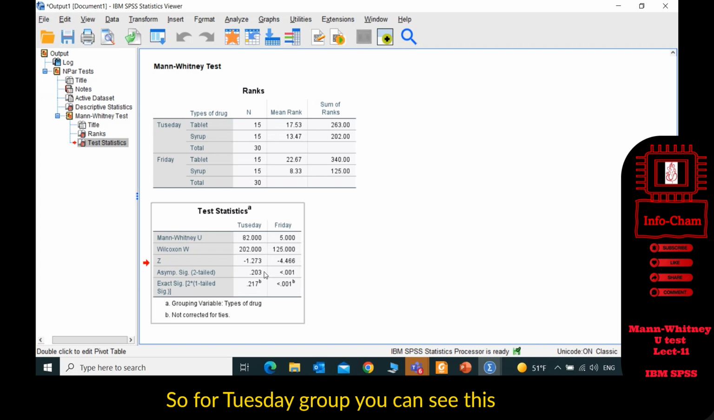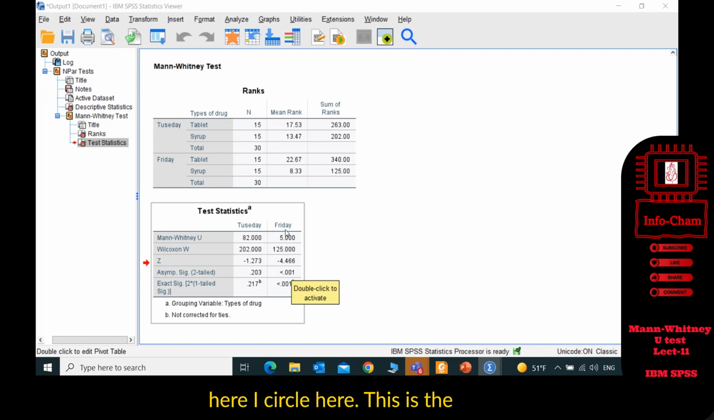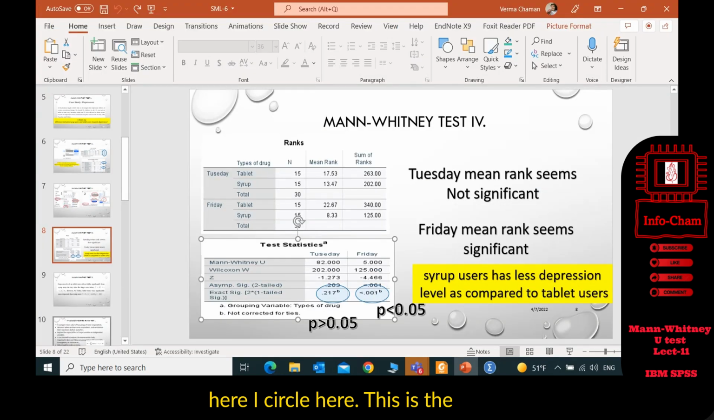So for Tuesday group, you can see this value is greater than 0.05, right? It means to say there is no impact. It means to say an insignificant type of value. Now it is showing significant. So Friday there is impact. So we can say there is a difference between two groups actually, right? See here, I circled here. This value is less than and this value is greater than.